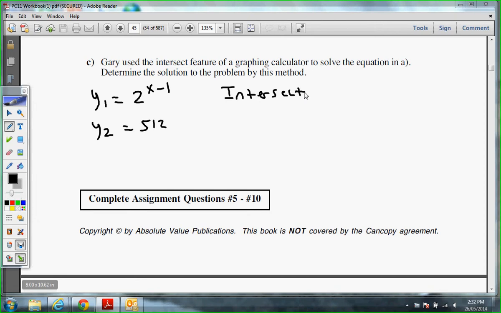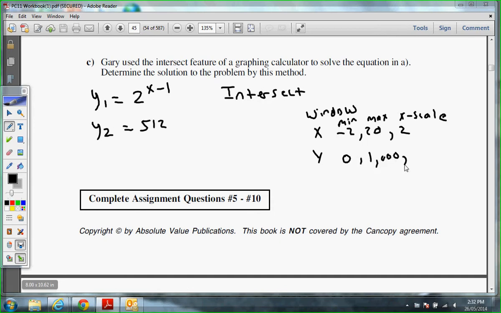For the window, because it's a big graph here, make your x go from -2 to 22. So this is the min, max, x scale. For your y, make 0 your min, 1,000 your max, and then go by 100. You'll use the intersect feature, and you should get 10 again. So go ahead and try that as I go to the next page.